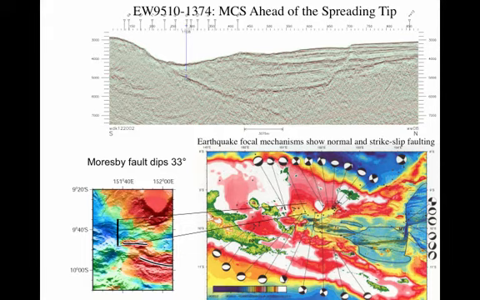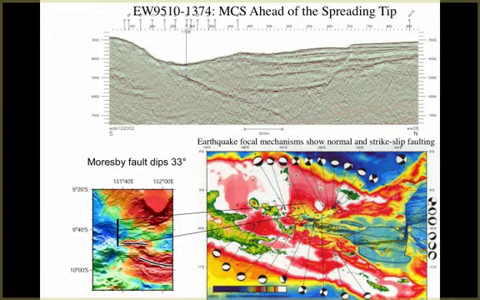We looked at the seismic data for the same area and saw normal faults developing, dropping down basins, those basins being filled with sediments. And we can see from the earthquake focal mechanisms that we see both normal and strike-slip faulting within this system.